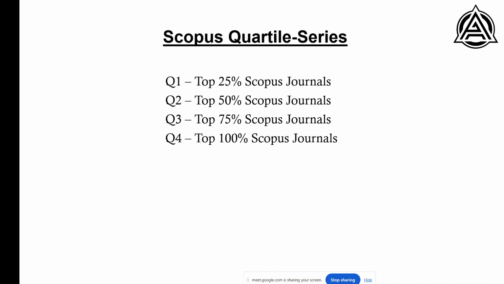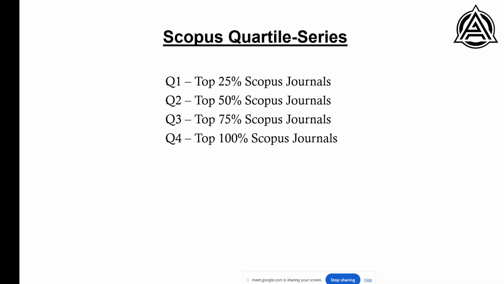So the next thing I wanted to discuss is the Scopus quartile journal series. Usually we know what Scopus journals are. Among Scopus journals, there are some top-level journals. The top 25% of Scopus journals come under the Scopus Q1 category, which is the top-level journal standard. The top 50% come under Q2, the top 75% under Q3, and the top 100% under Q4. The rest of the journals are just Scopus, not Q1, Q2, Q3 or Q4.